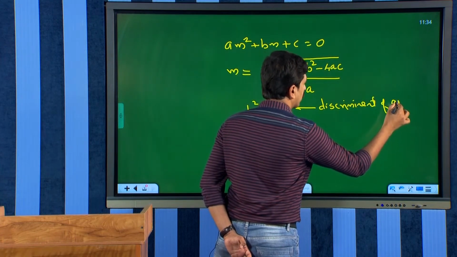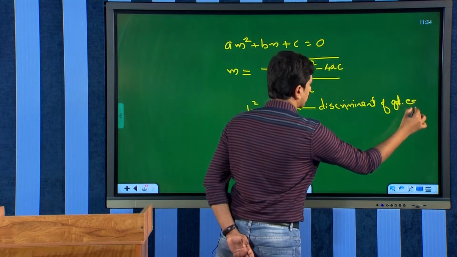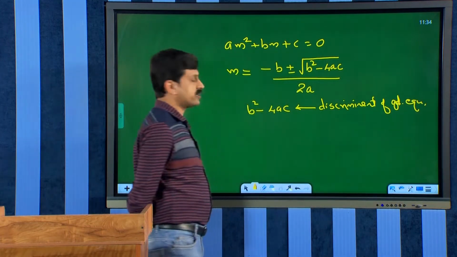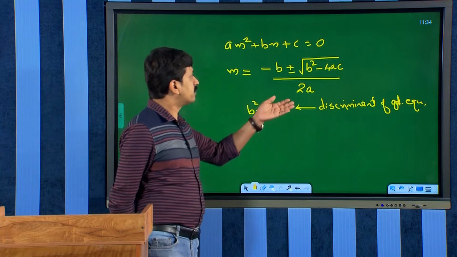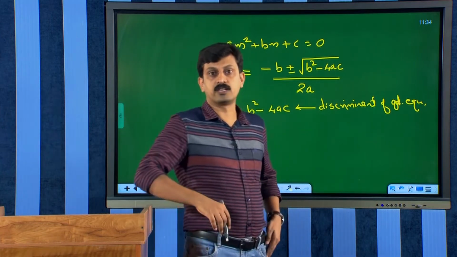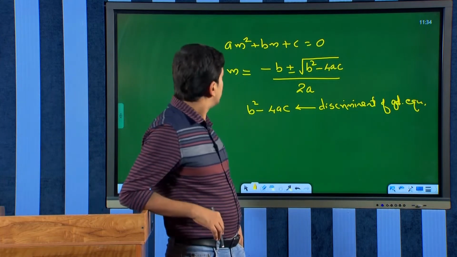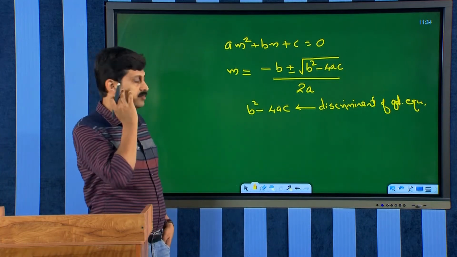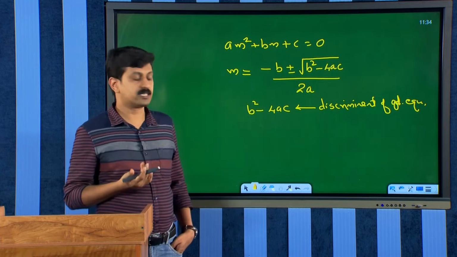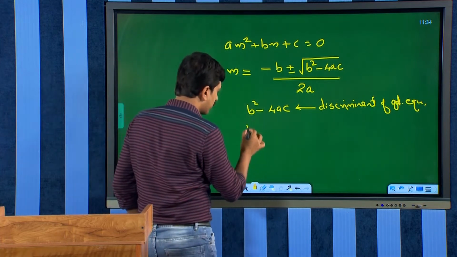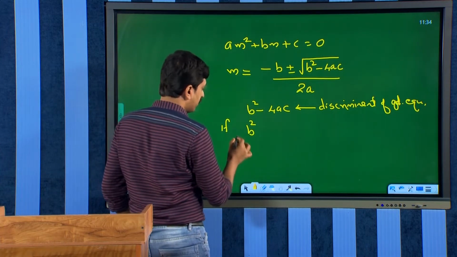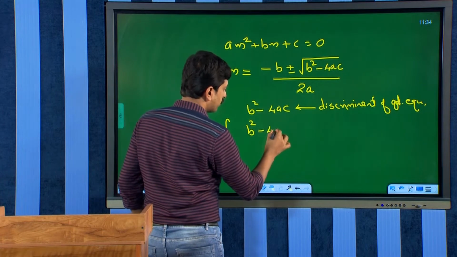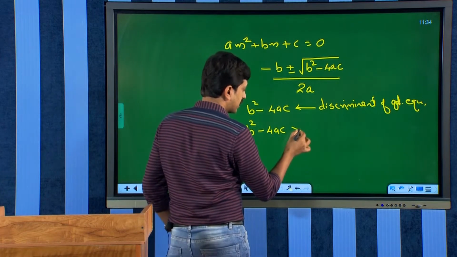Quadratic equation, the discriminant of the quadratic equation. So we have the possibilities of what belongs inside the root, that is b square minus 4ac. Case: if b square minus 4ac is greater than 0.